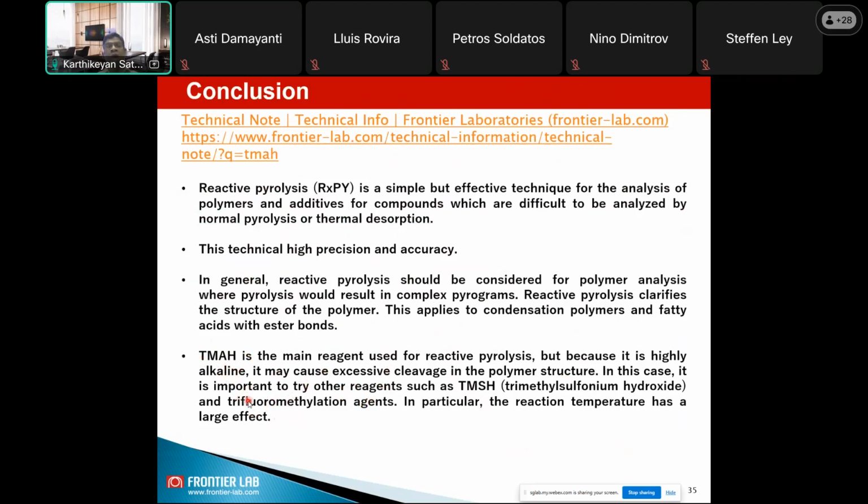So when you want to have a mild reaction, then you have to consider low temperature and a less alkaline reagent. So one important message is we have to use a lower temperature for the analysis, mostly 300 to 400. Then similarly, the reagent has to be appropriate to have proper reactions.